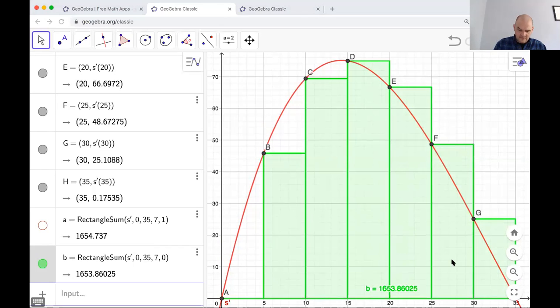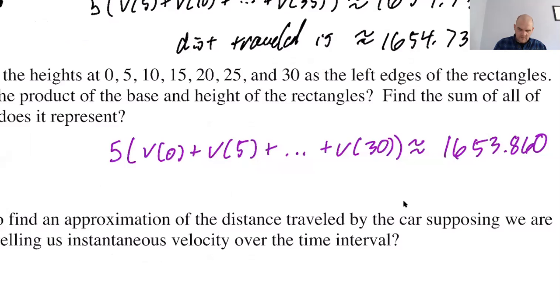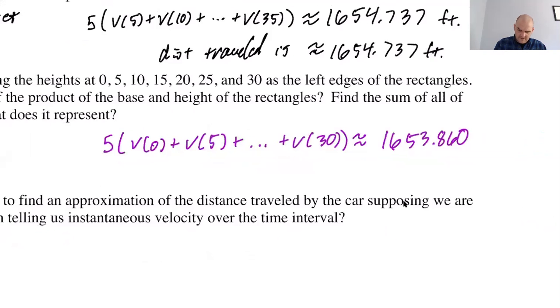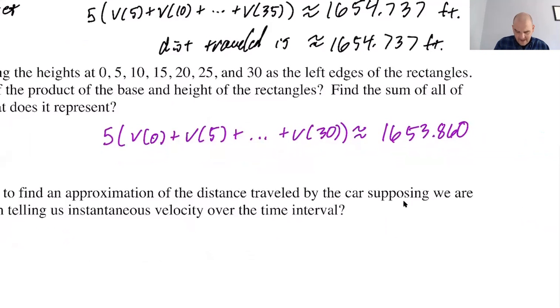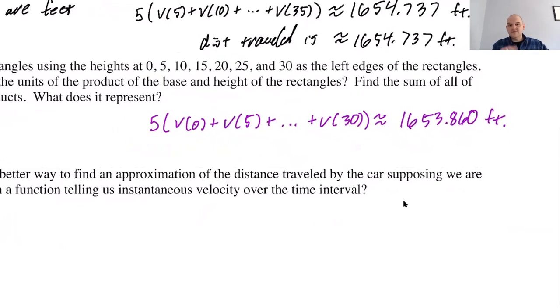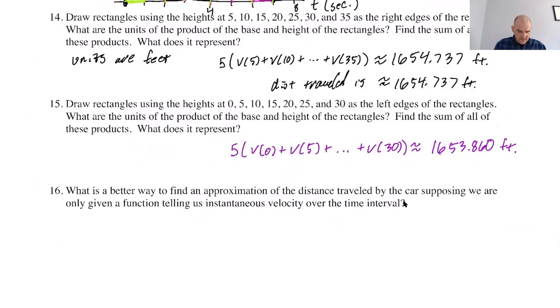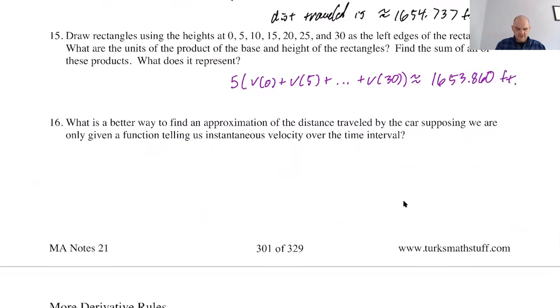So back to the notes. Bouncing around. I'd love to know what people think about all this, switching things back and forth. I mean, I have no other option, but it's not great in my opinion. So my estimate there is 1653.860. It's a slightly smaller estimate, but it's not great anyway. So what is a better way to find an approximation of the distance traveled?